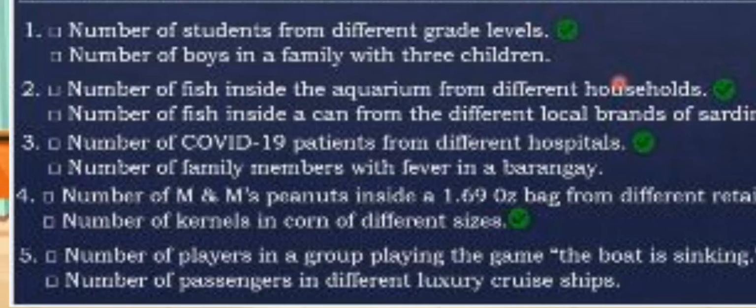Let's check your answers. If your answer for number 1 is the number of students from different grade levels, that is correct. Number 2, if your answer is the number of fish inside the aquarium from different households, your answer is correct. If your answer for number 3 is the number of COVID-19 patients from different hospitals, your answer is correct. And number 4, if your answer is the number of kernels in corn of different sizes, your answer is correct. And for number 5, if your answer is the number of players in a group playing the game The Boat is Sinking, your answer is correct.